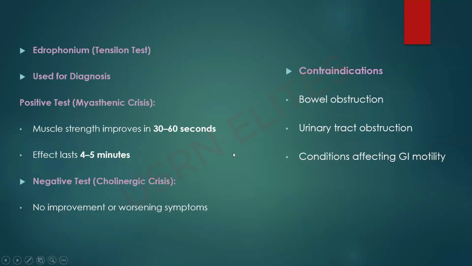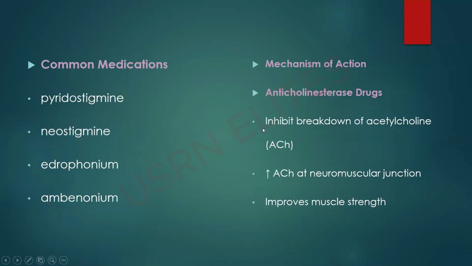If not, let's look at something here. So we have something we call the hydrophonium test or tensilin test. This hydrophonium is an example of the drugs which are used to treat myasthenia gravis we talked about. Remember, it's not any special test. We are just using the drug to perform something. We'll talk about it right now. Another name for hydrophonium is tensilin.